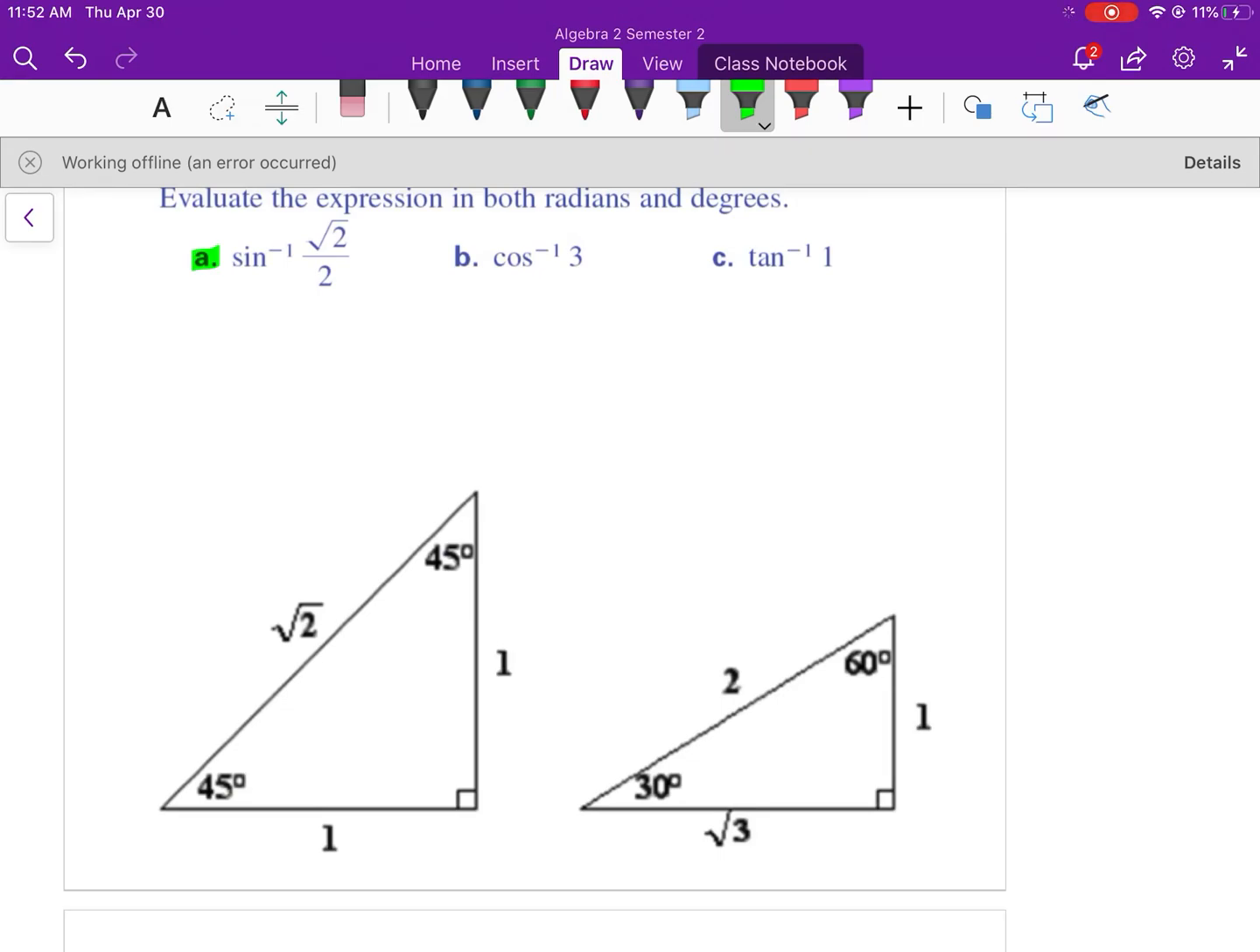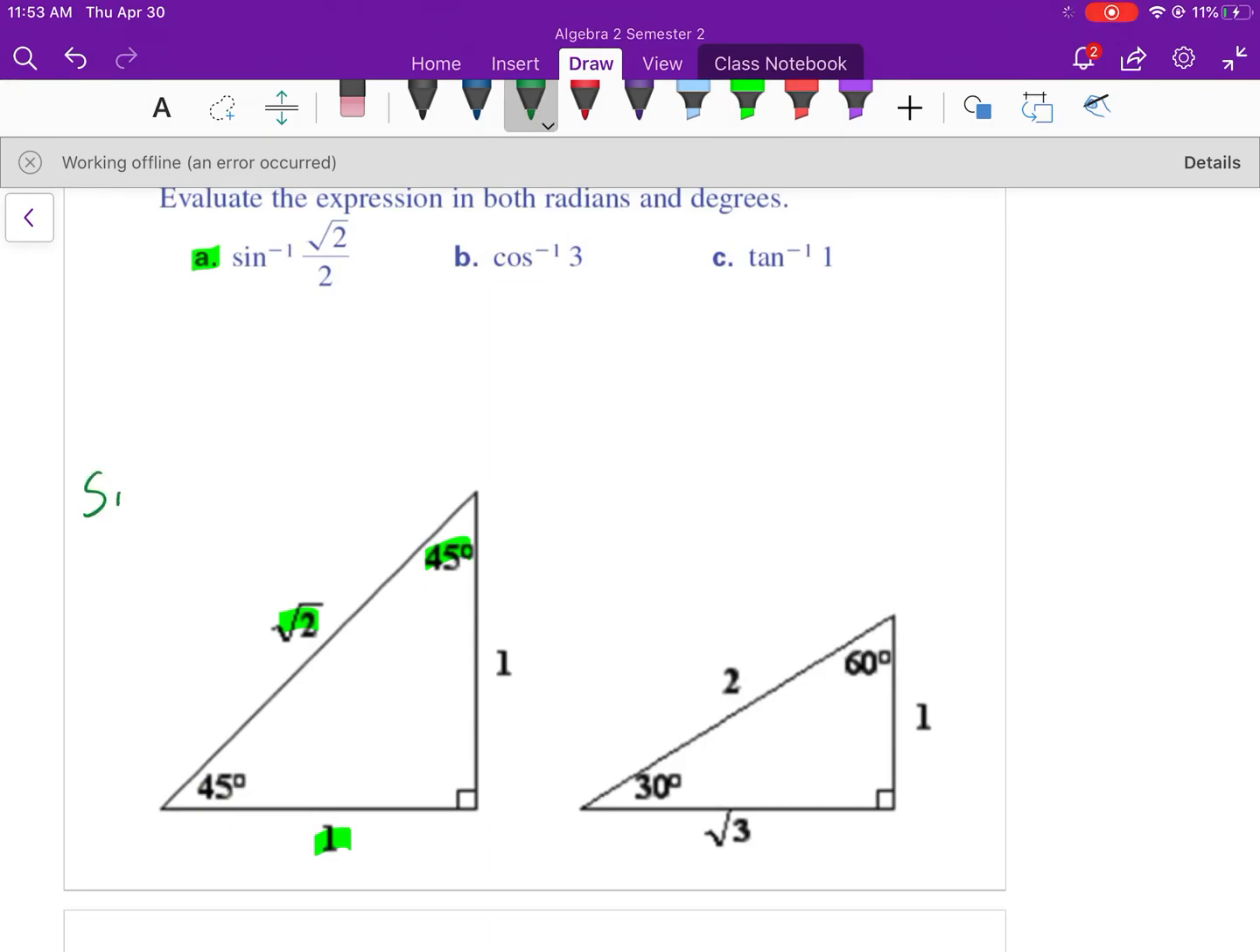Okay, and then you think, okay, we're going to go to each angle. In this case, it does not matter which one you go to, but which one are you going to get opposite over hypotenuse to get square root of 2 over 2? So, going from, we'll just say that top one, opposite over hypotenuse, 1 over square root of 2, which simplifies to square root of 2 over 2.